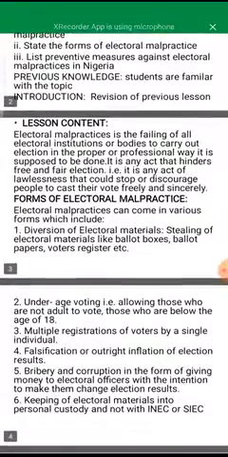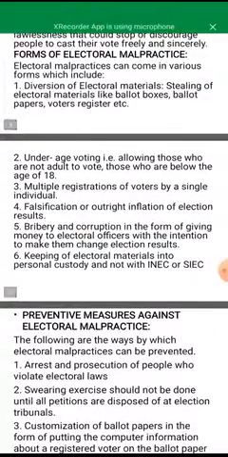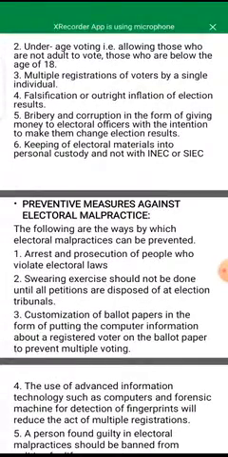Forms of electoral malpractices. 1. Diversion of electoral materials. Stealing of electoral materials like ballot boxes, ballot papers, voters' registers, and so on. 2. Underage voting. That is, allowing those who are not adults to vote, those who are below the age of 18. 3. Multiple registration of voters by a single individual, falsification of results, bribery of officials, and so on and so forth.